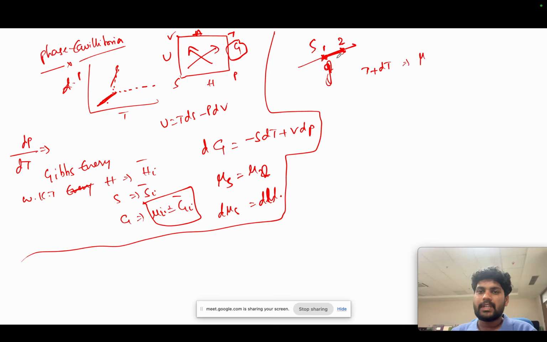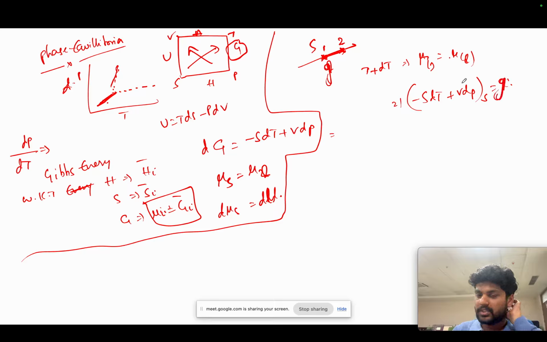But as we are on the coexistence curve, mu of solid is equal to mu of liquid. So it means minus S dT plus V dP of solid will be equal to the liquid one. Sorry, gas, I'm making a mistake. If I am talking about solid and gas, you can do the same thing for solid and liquid, or liquid and vapor also.